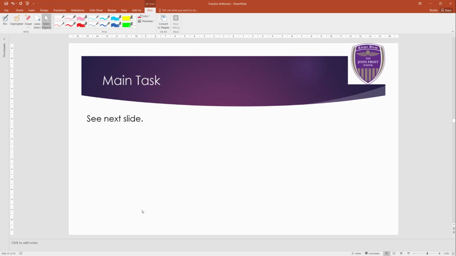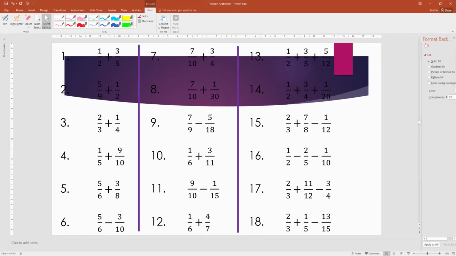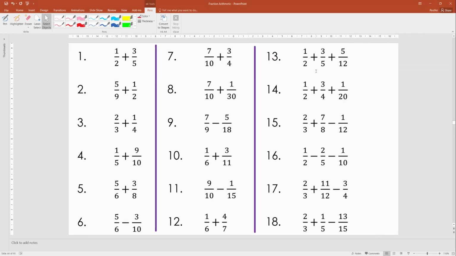Okay, so here's the main task. Oh, hang on, let me get rid of the background for you. Okay, so here's the main task. Perhaps pause the video here and then have a go at all these, and then come back when you're ready. The answers will be on the next slide.